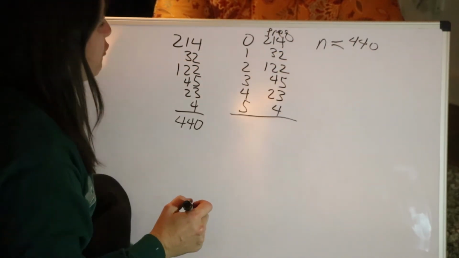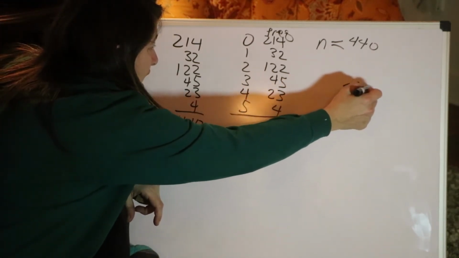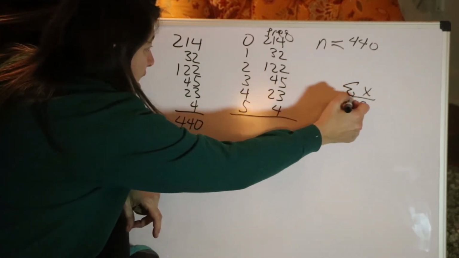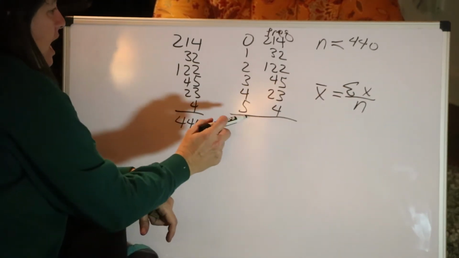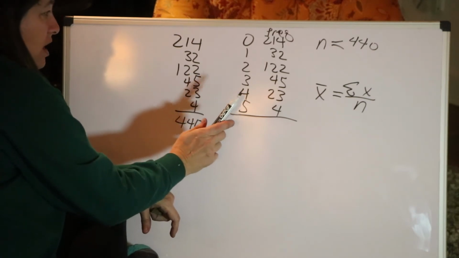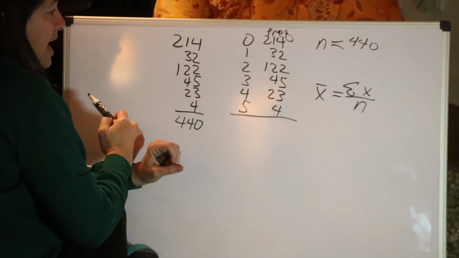So when you think about our formula, it's the sum of each x divided by the n equals our x bar. So we have to add up all of our values and divide by n.